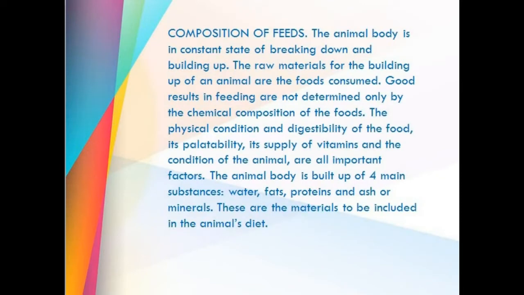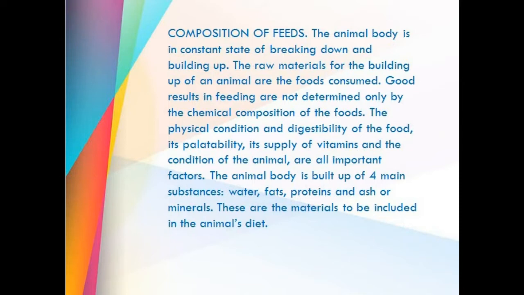The animal body is in a constant state of breaking down and building up. The raw materials for the building up of an animal are the foods consumed. Good results in feeding are not determined only by the chemical composition of the foods. The physical condition and the digestibility of the food, its palatability, its supply of vitamins, and the condition of the animal are all important factors.